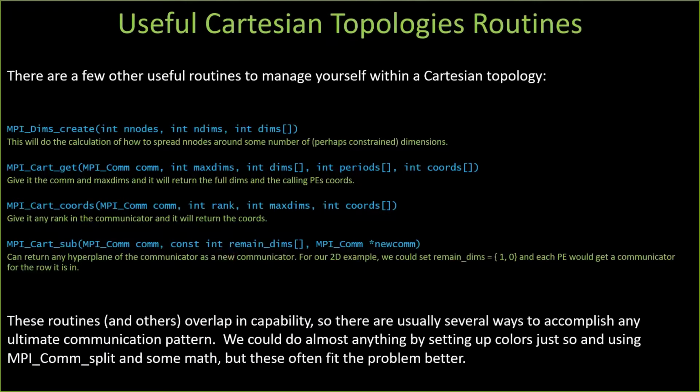Here are some of the other routines that you might want to use once you've created a Cartesian communicator, to look and see things about who your neighbors are, who's in your plane. You might want to do things in a certain particular plane.